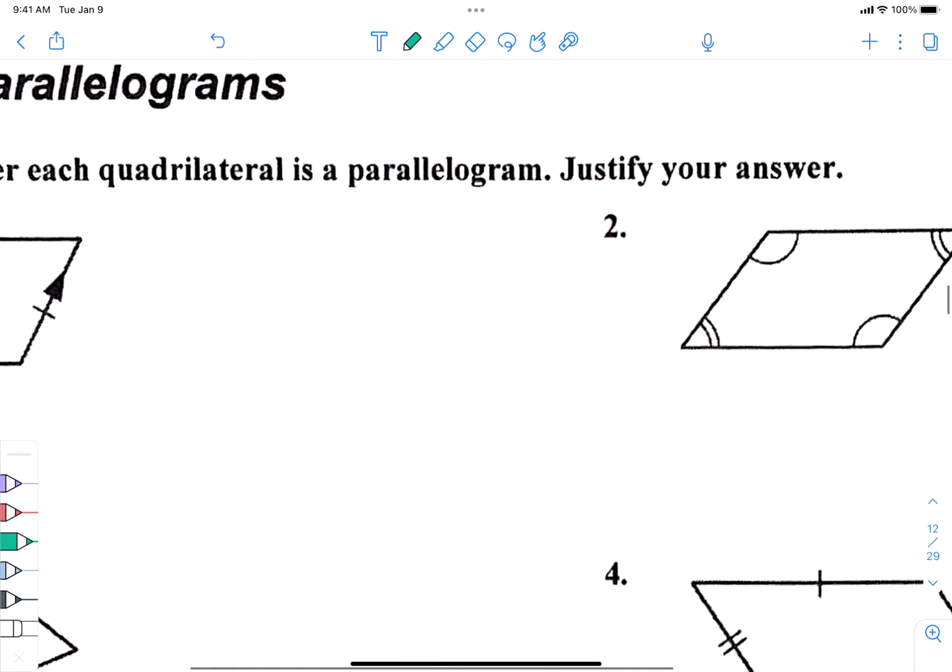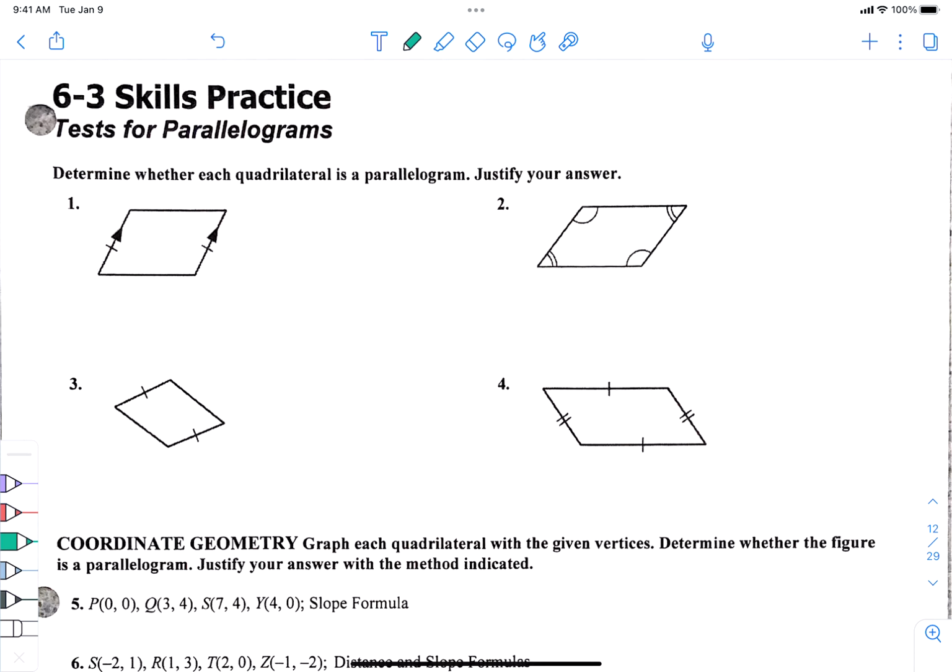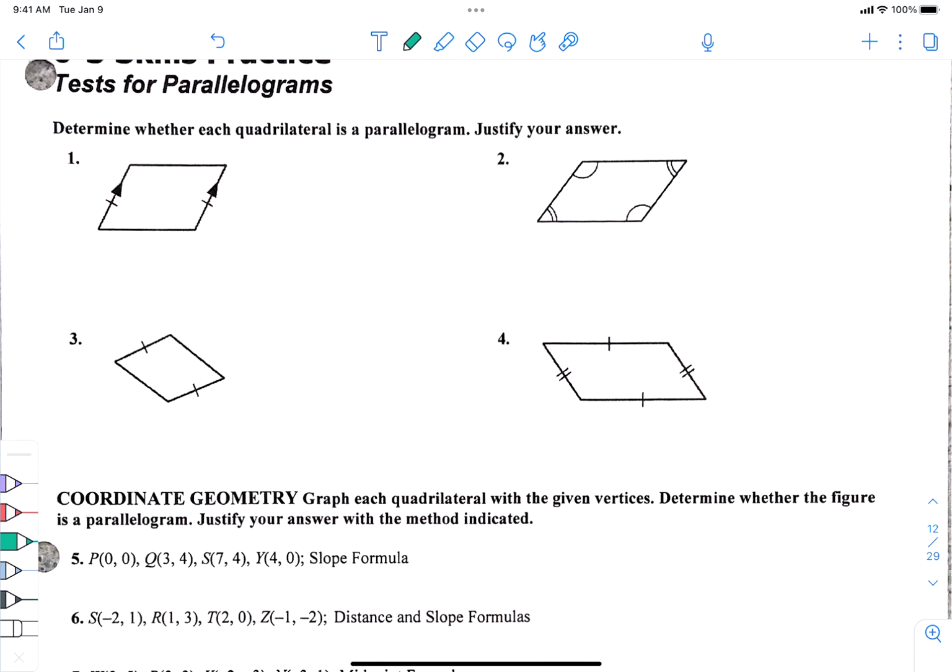So go to your homework assignment. Did I give you that already? Yes. Okay. So we're going to do all of the top ones. And on 1 through 4, it says justify your answer. Tell me which theorem, right? Like theorem 6.9 or theorem 6.10 or theorem 6.11, 6.12. If you put no, then it's no, right? Okay. So you're telling me whether or not this is a parallelogram based on the information that is given to you. Okay. Yes, no. If it's a yes, tell me which theorem.